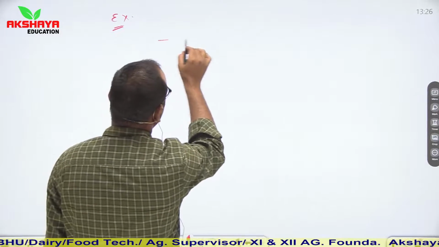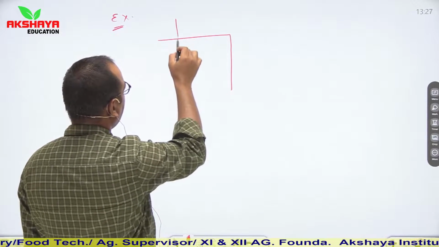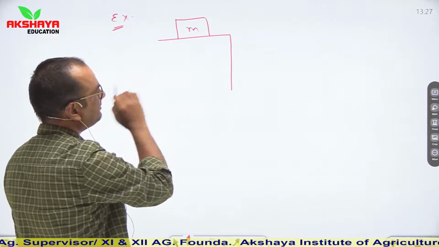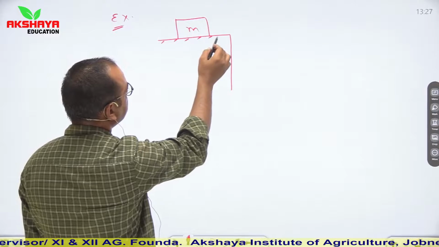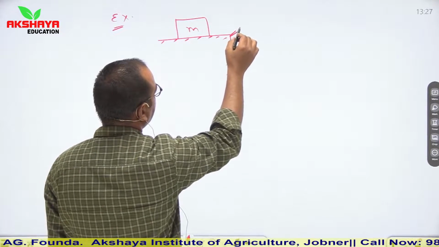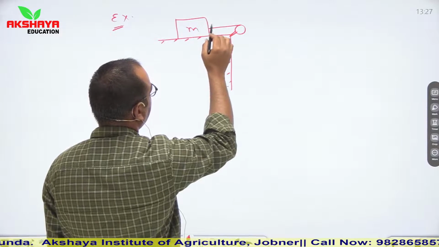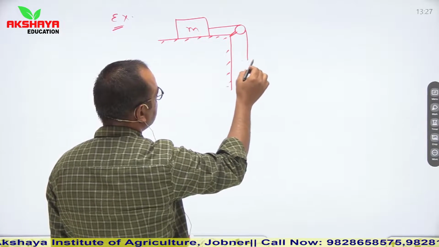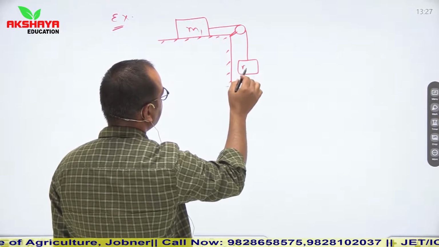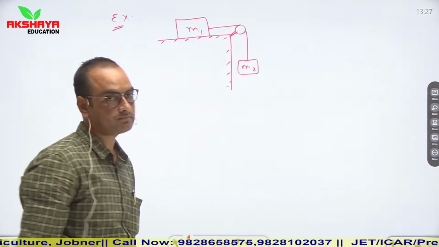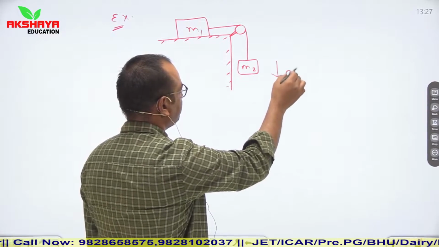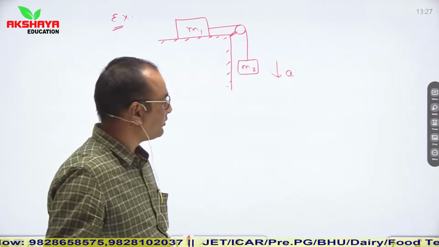Let us say an object of mass m is placed on this plane. This is a plane this way. Here a pulley is fixed and this is a string. Let us say this is mass m1 and this is mass m2. Acceleration is in downward direction.